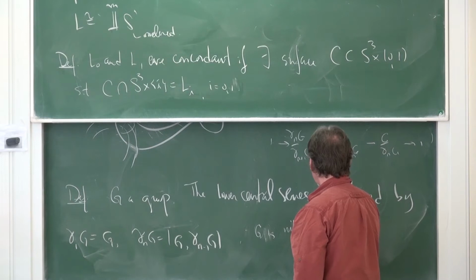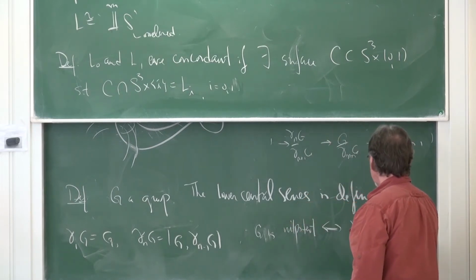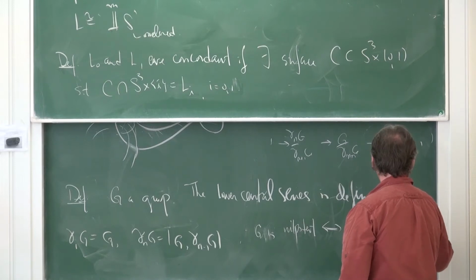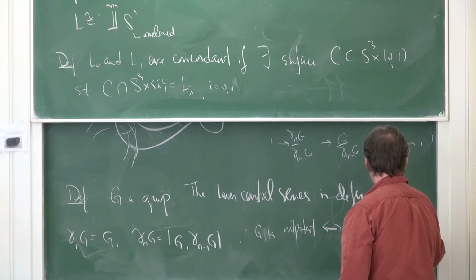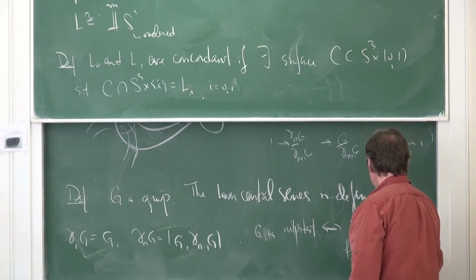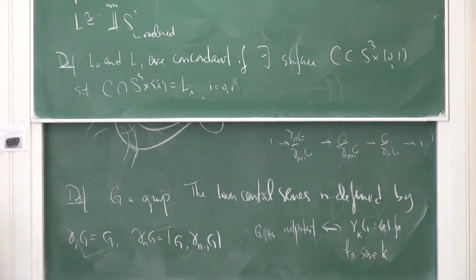So G is nilpotent if and only if gamma k of G is the identity group for some k. Okay? So that's the lower central series of a group.